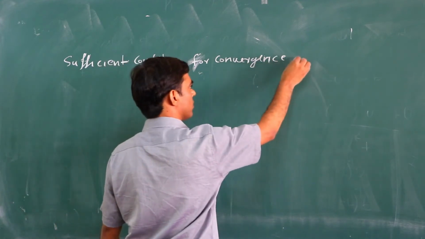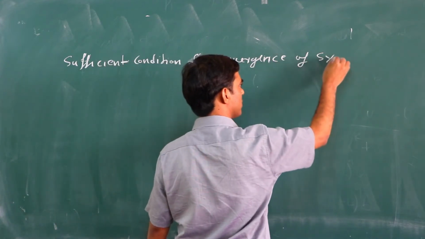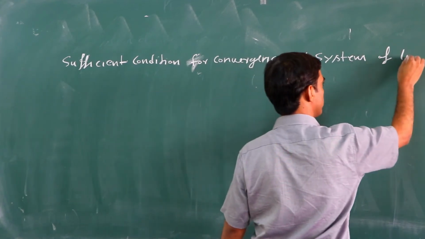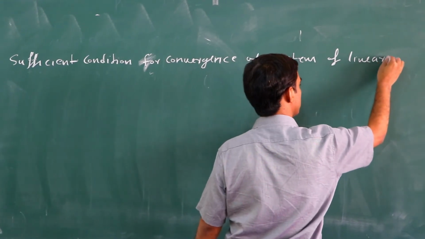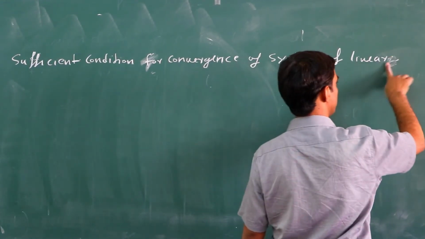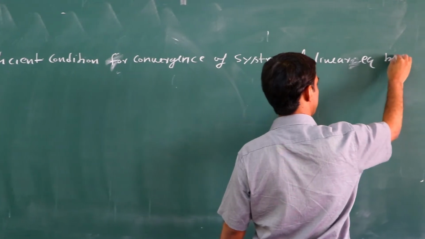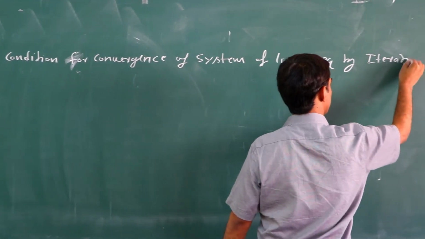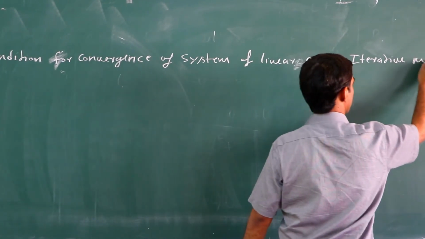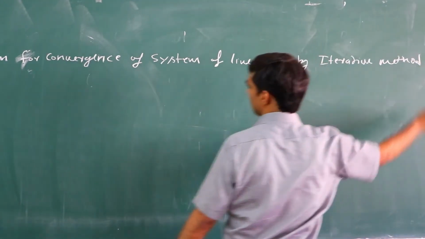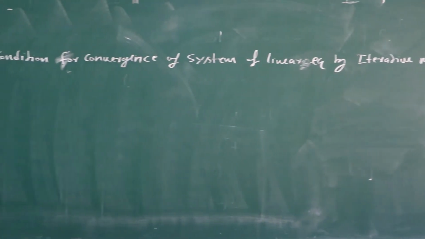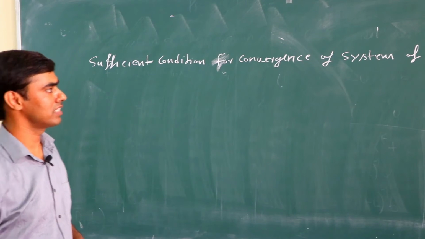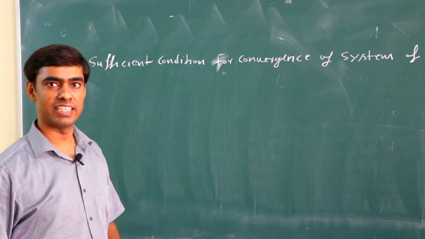Convergence of a system of linear equations by an iterative method. This one is very long. So, the sufficient condition for convergence of a system of linear equations by an iterative scheme.